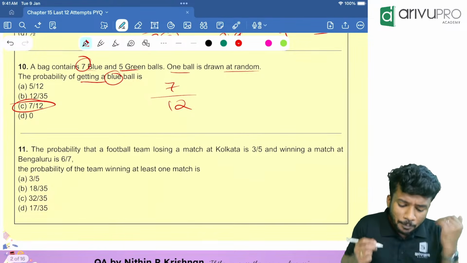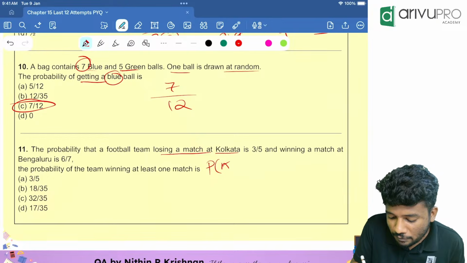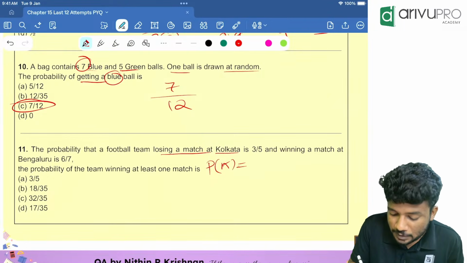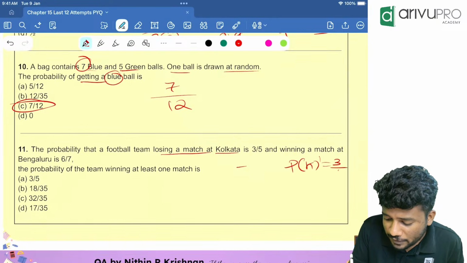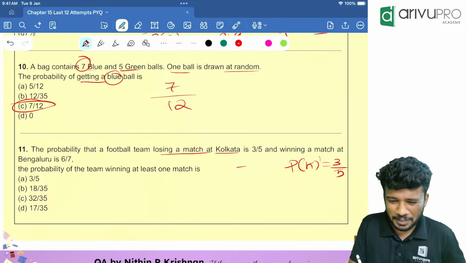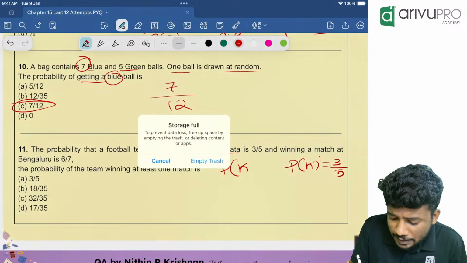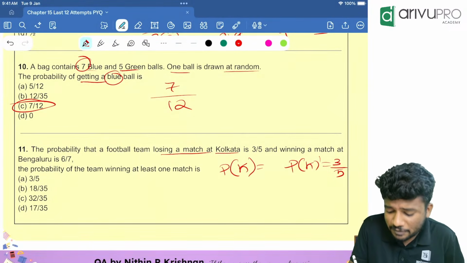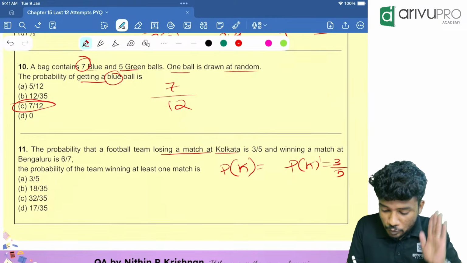Next one, probability of a football team losing a match in Kolkata. That means P of K complement. So I will write it the opposite way. P of K complement is how much? 3 by 5. Losing, I am taking it in a complement manner. Or P of K will be how much? If P of K complement is 3 by 5, P of K will be 1 minus 3 by 5. That is how much? 2 by 5.